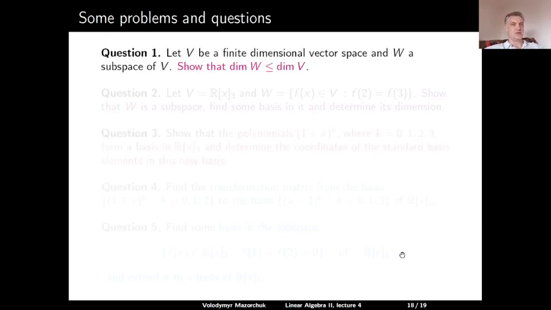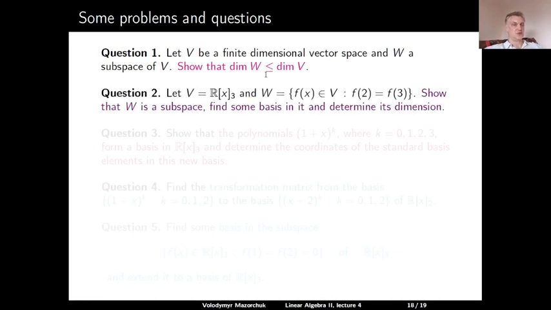Here are some other problems. Question 1. Let V be a finite dimensional vector space and W a subspace of V. Show that the dimension of W is at most dimension of V. Question 2. Let V be the space of all polynomials of degree at most 3. Let W be the set of all polynomials in V such that f of 2 is equal to f of 3. Show that W is a subspace, find some basis in this subspace, and determine its dimension.